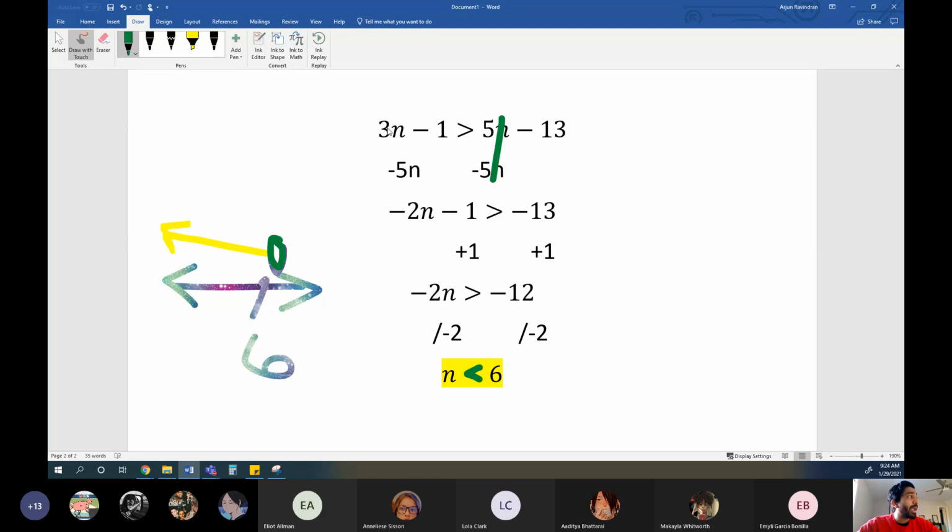We get 17 from 18 minus 1. That's 17. If we put a 6 right there, 3 times 6 is 18. Take away 1 is 17. 5 times 6 is 30. 30 minus 13 is 17. And we end up with 17 is greater than 17. That's false. Therefore, 6 is not a correct solution.